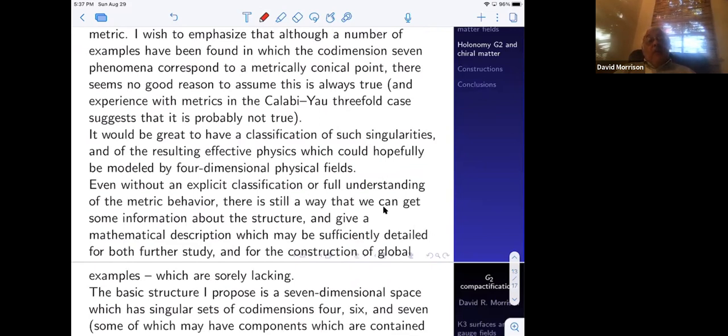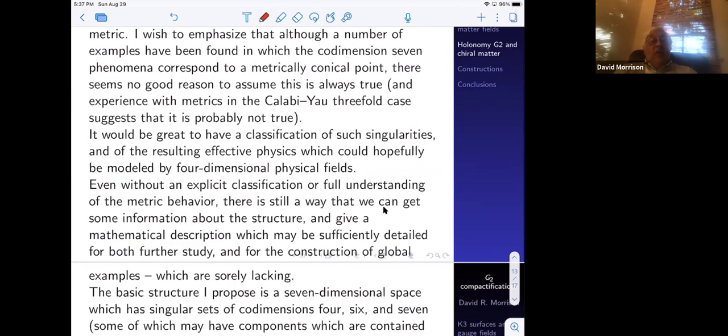The experience with metrics in the Calabi-Yau threefold case suggests that is probably not true, right? I could write down some very simple looking spaces there in algebraic geometry which don't have conical metrics. So it'd be great to have a classification of such singularities and of the resulting effective physics, which we could model by essentially 4-dimensional physical fields associated to the singularities. We don't have that classification yet.